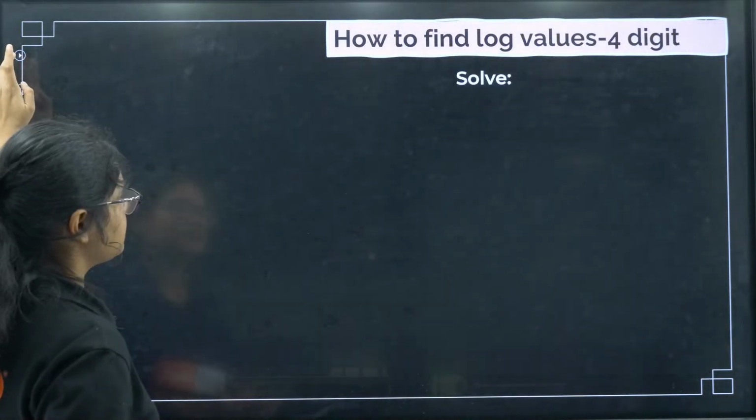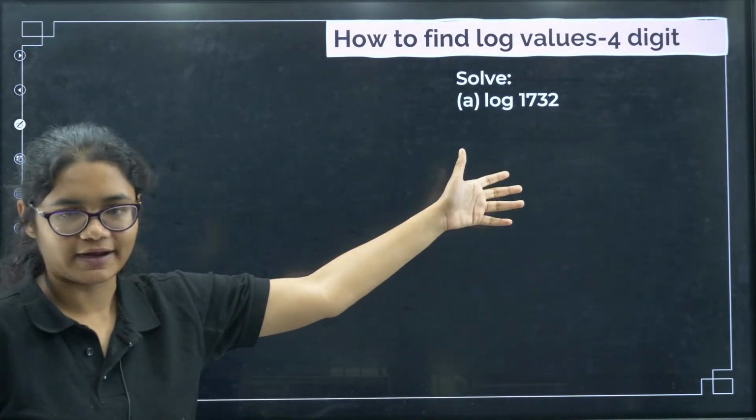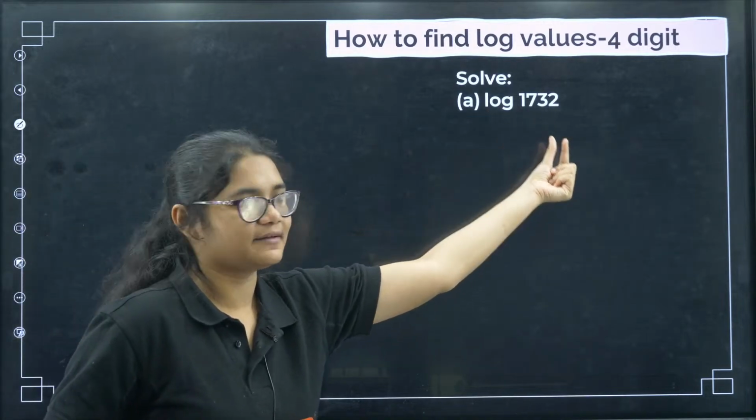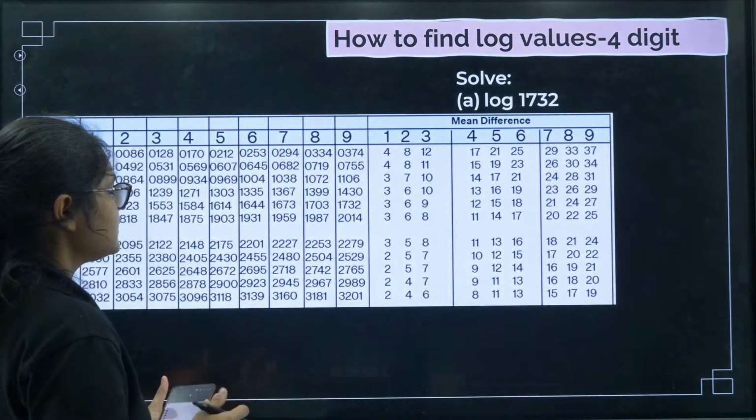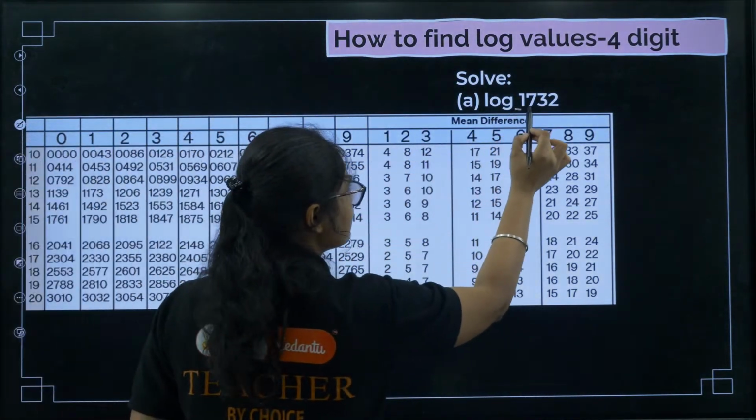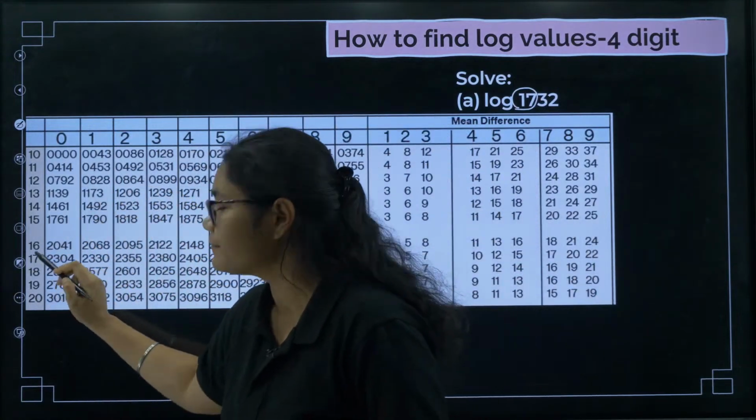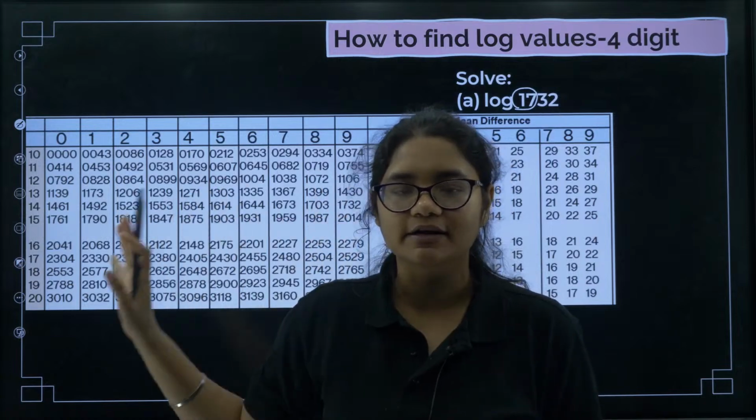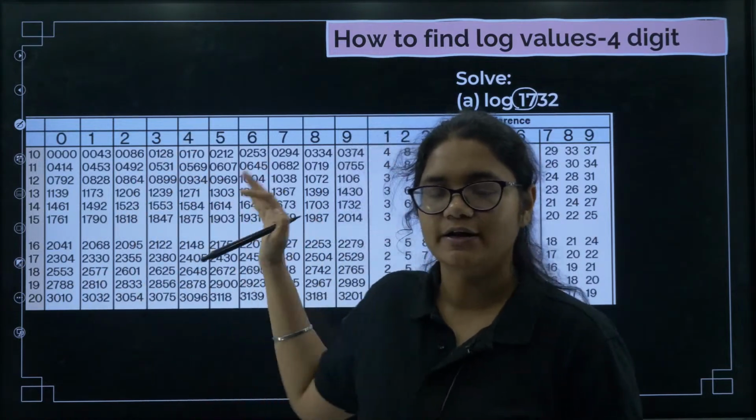So the first one, if you see, is log 1732, which you have to find, or solve for log 1732. So how will you start? See, first of all you have to find the first 2 digits, 17, in the log table. So those students who are having doubt in the log, please take your log paper and just try to solve with me.